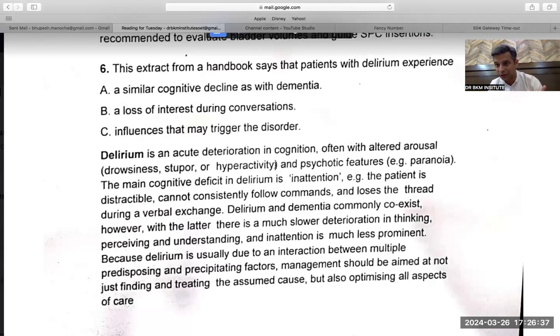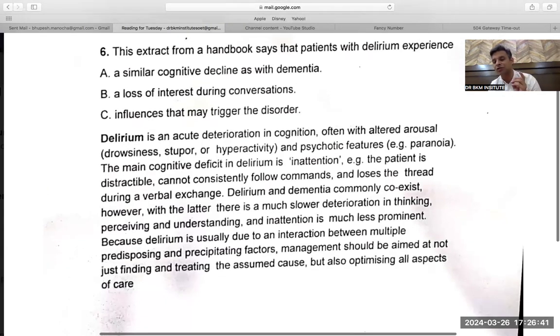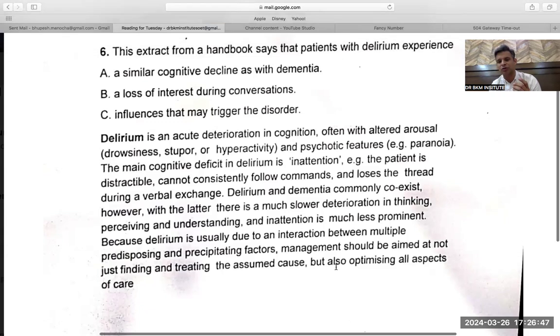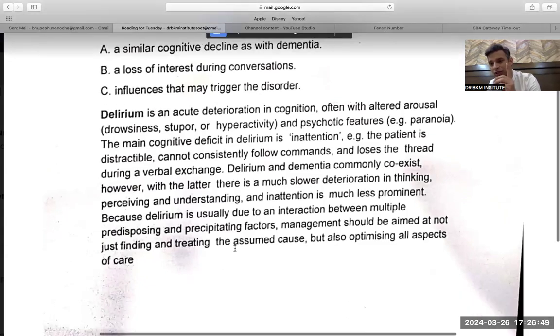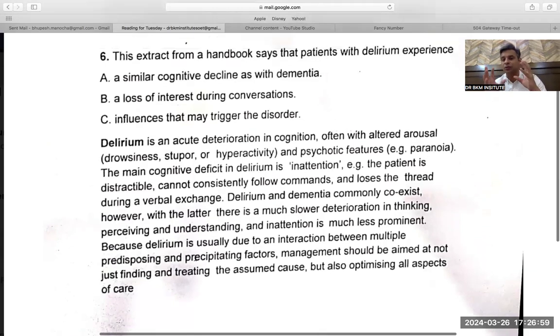So delirium is acute, fast, and all this because delirium is usually due to an interaction between multiple predisposing factors. So there are multiple factors which are responsible. Management should be aimed at not just finding and treating the assumed cause. So you cannot treat one cause because it is due to multiple factors, but also optimizing all the aspects of the care. So to treat the delirium, you have to cure all the aspects. You can't cure one cause.